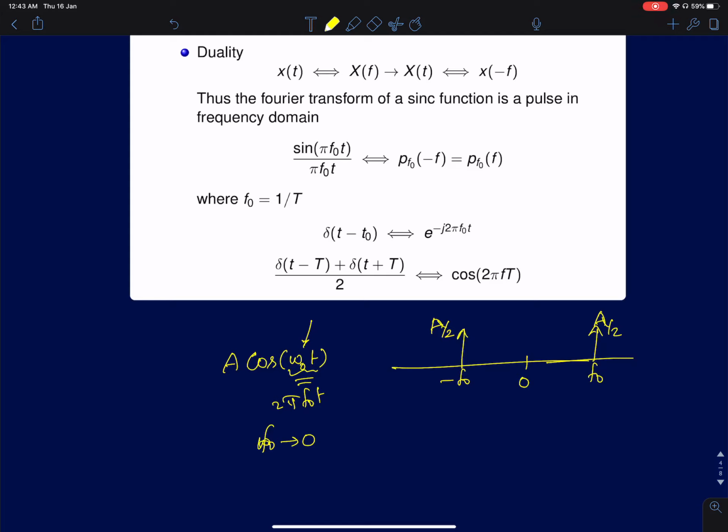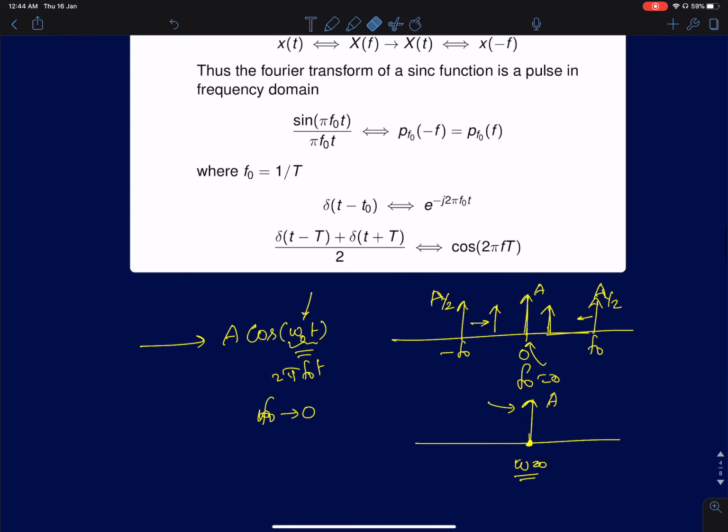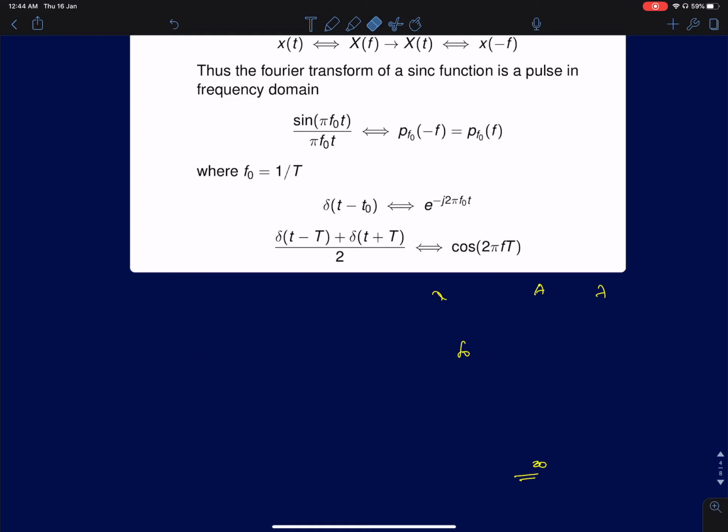Now I'll slowly keep reducing f naught, approaching 0. What happens is both the impulses will move closer towards the origin. Finally, both the impulses will meet and add at the origin, and you will get an amplitude A. When f naught becomes 0, both impulses collide at the origin, and the value of the impulse will become A. So for a DC signal, the Fourier transform is just an impulse of value A. That should make proper sense. You can visualize it as a sinusoid with just one frequency, which is 0. All the power will be focused on a single frequency. So that's it about the interpretation here.